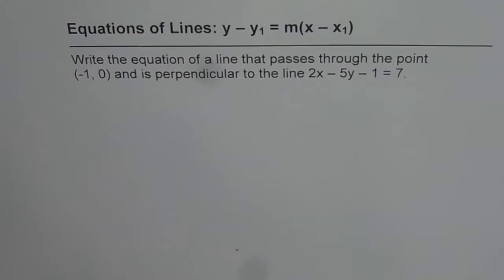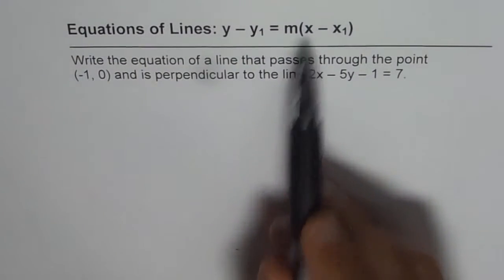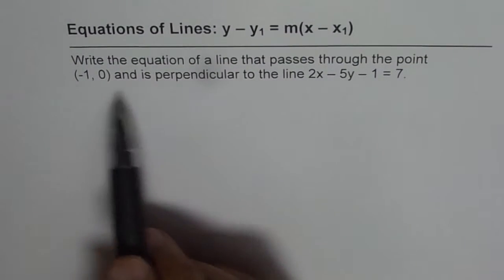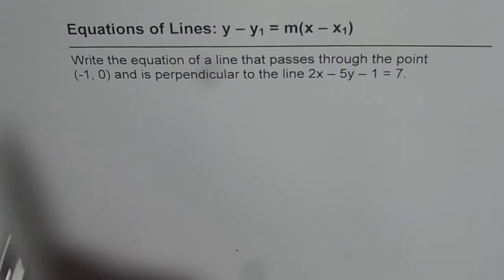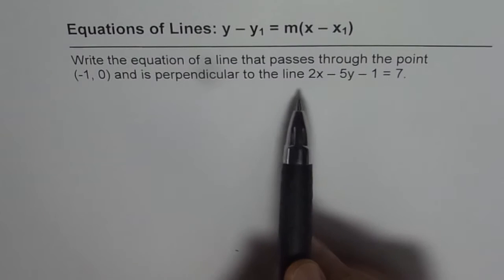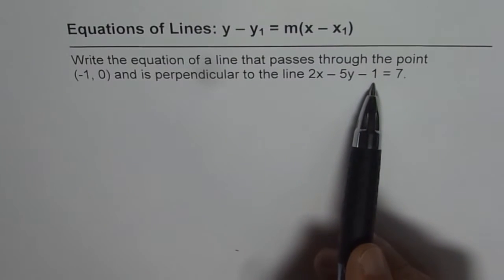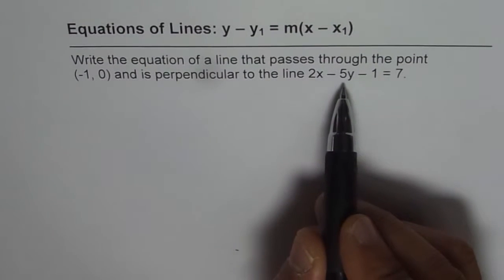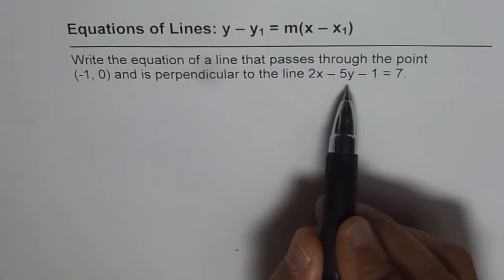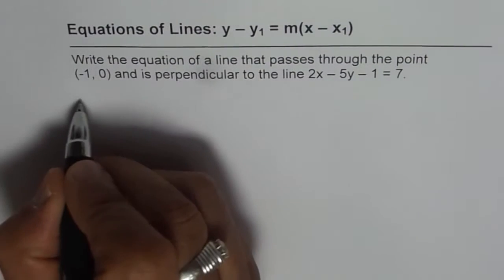Equation of lines in point-slope form, which is y minus y1 equals m times x minus x1. Write the equation of a line that passes through the point (-1, 0) and is perpendicular to the line 2x minus 5y minus 1 equals 7. A line perpendicular should have a negative reciprocal slope, correct? So let's find the slope of the given line first.